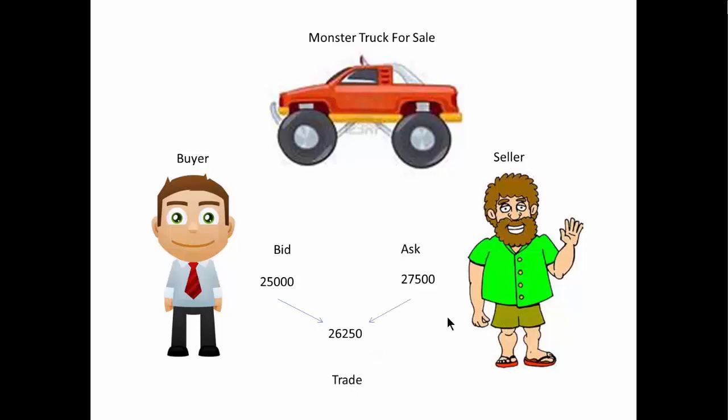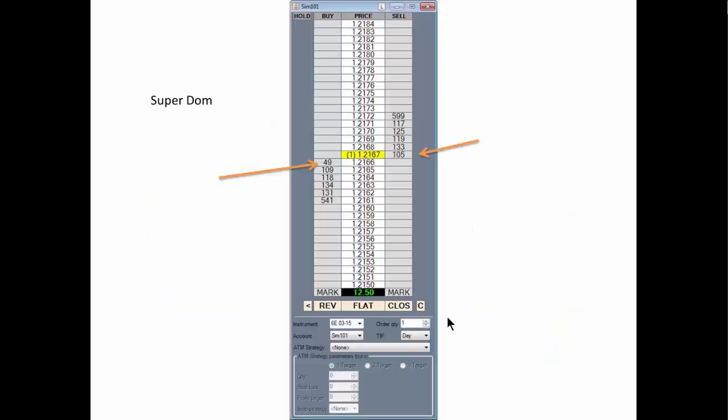Taking this basic idea and applying it to trading, here's a super DOM, sometimes called a price ladder. This is going to show you what the current bid and current ask are for, in this case, the 6E, which is the euro-dollar futures contract. Everybody here on the left-hand side is the bid. This is the bid side, and these are buyers.